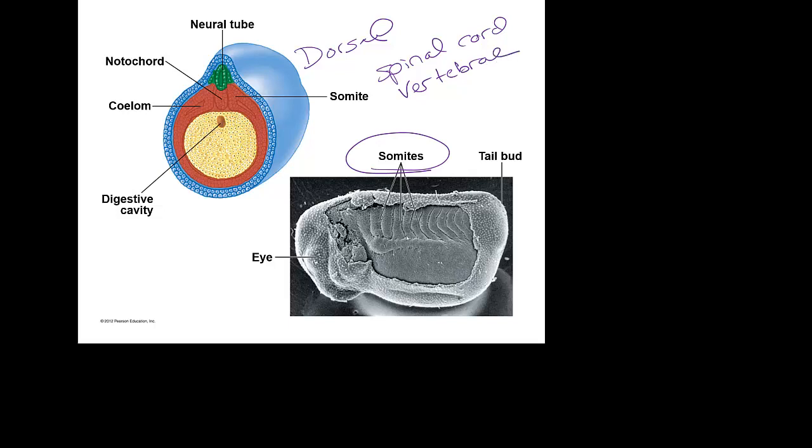But the somites here, you see, with the orientation of an eye here and a tail bud here, these somites are very long and skinny, and they have pairs. If you could see the other side, these are paired up. So what do you think that these are going to become?